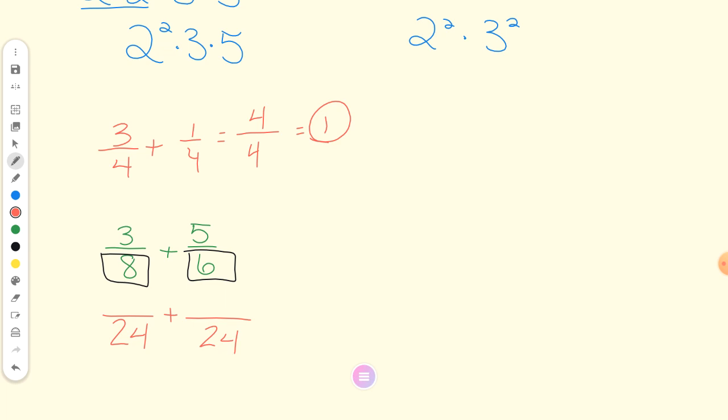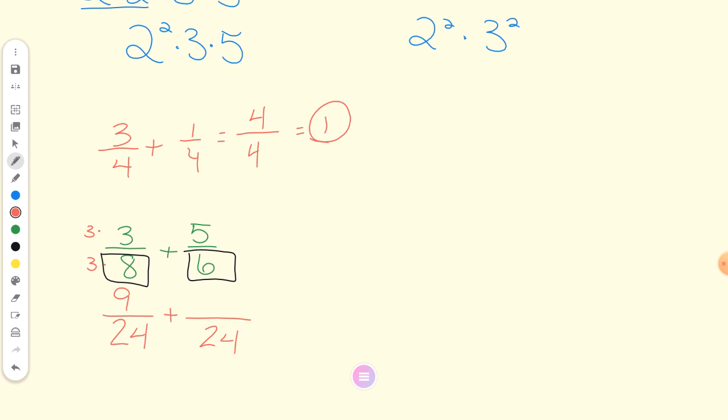Now I have to use math to make that happen. How do I turn an 8 into a 24 using math? Parker? 3 times 8. With fractions, to create an equivalent fraction, if you do something to the bottom, you also have to do it to the top. So what's 3 times 3? 9. So 3/8 is equivalent to 9/24.